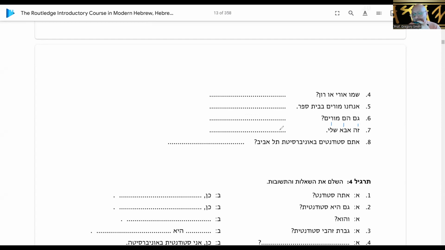This is my father. Okay, so probably what we're going to do to make that feminine is, let's see here. Let's see, I think that's an aleph that goes in there. Zot, and then Ima. Now let's see, Ima, oops, get that right.